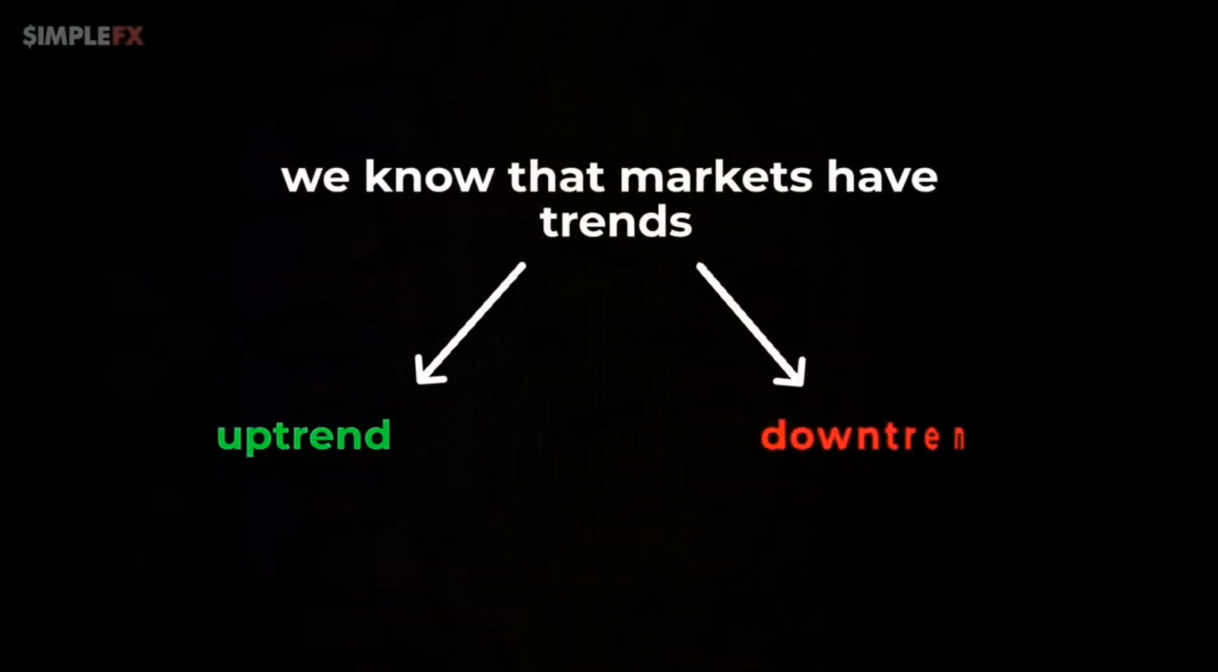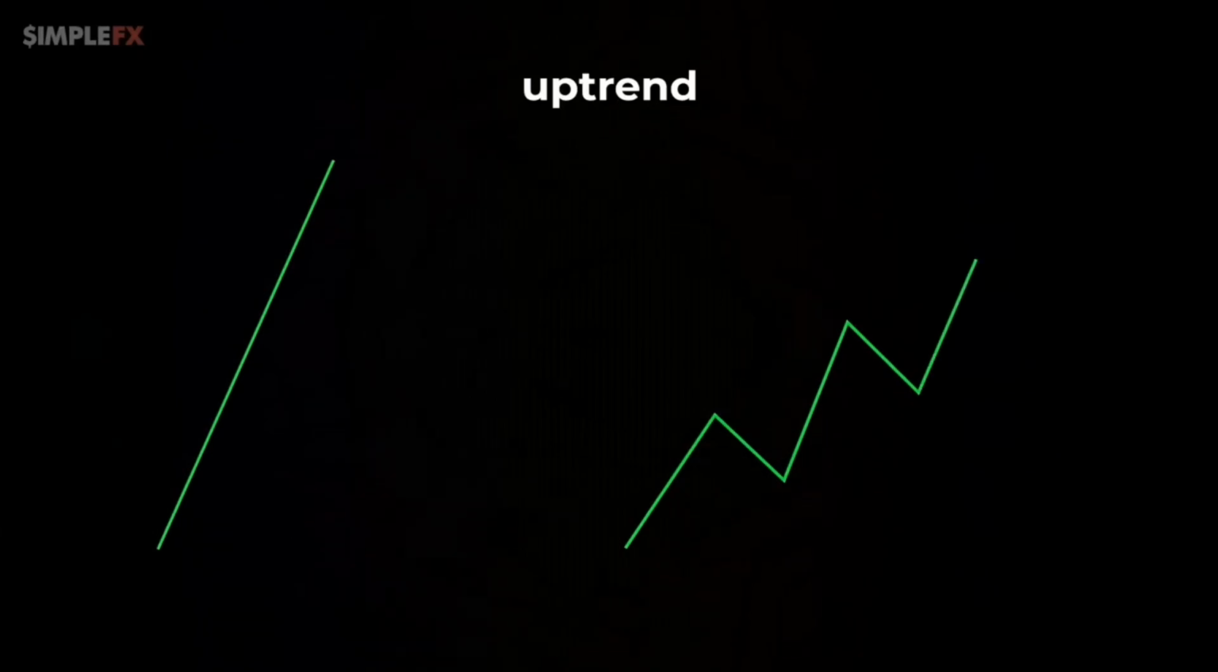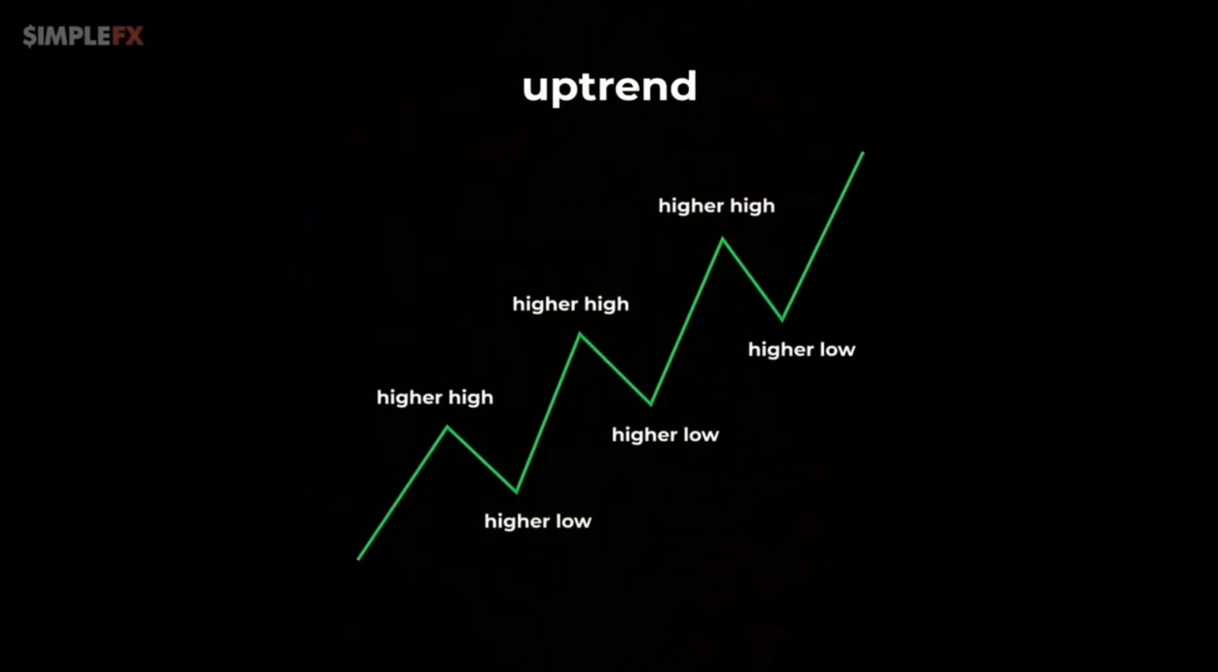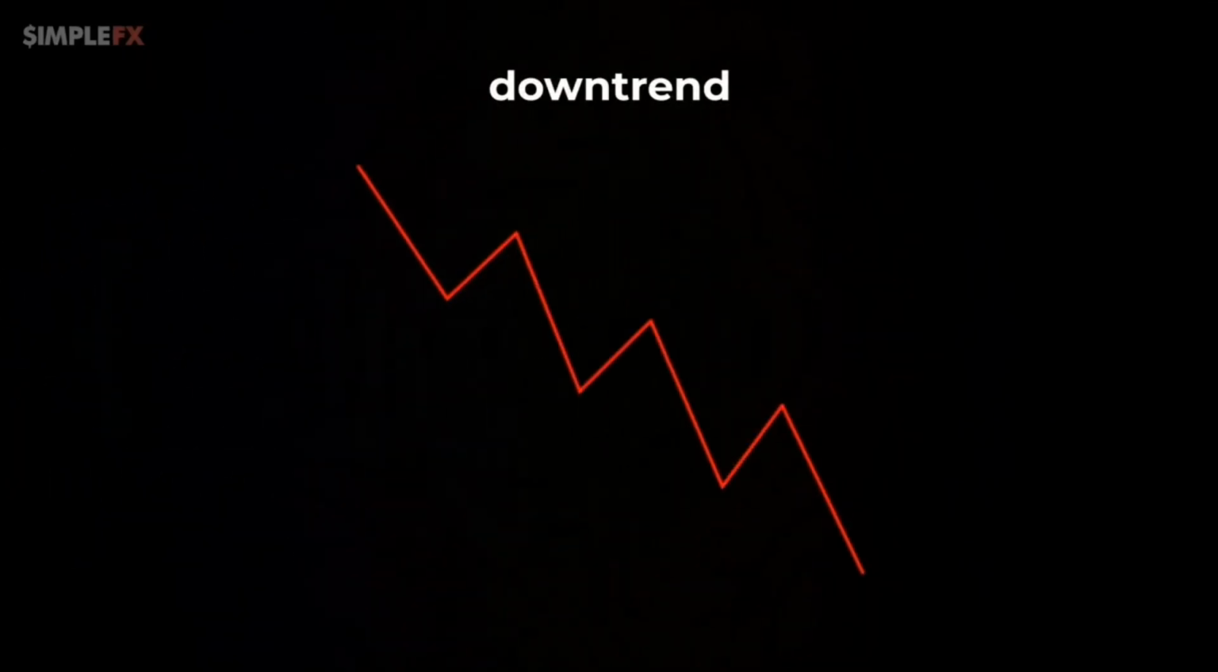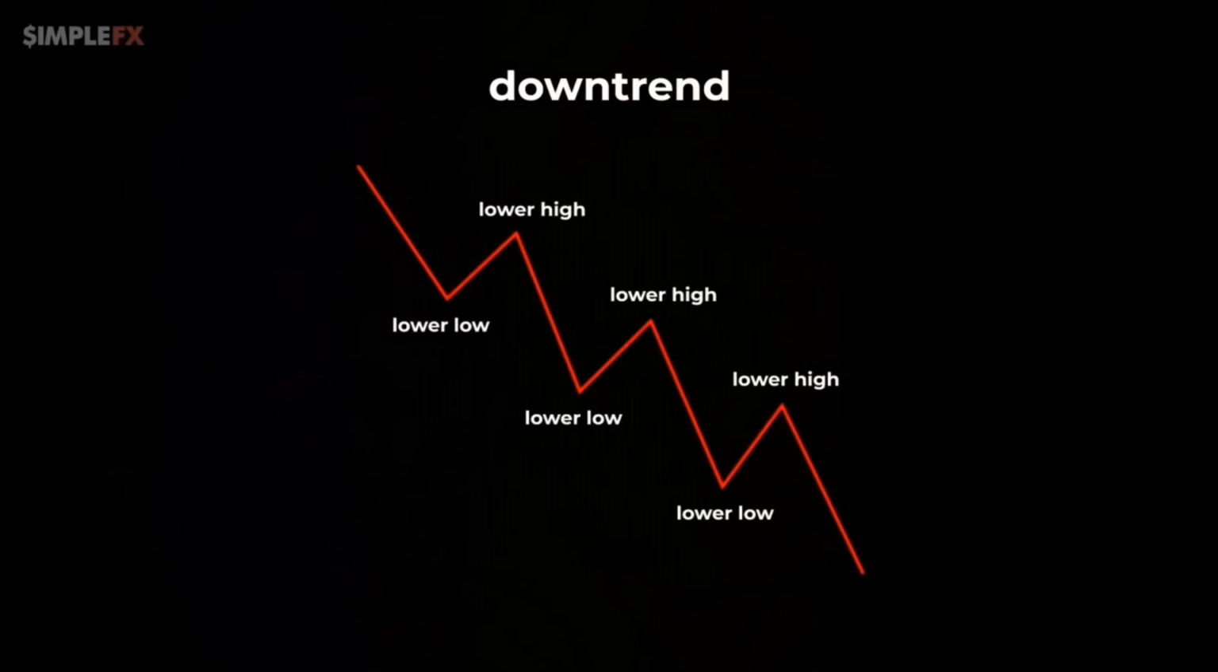So basically, we know that markets have trends, uptrends and downtrends. Let's take an uptrend as an example. During an uptrend, the market doesn't just move straight up. Instead, it moves in a structured way, forming what's called higher highs and higher lows. They're called higher highs because each high is higher than the previous one, and higher lows because each low is also higher than the previous one. On the flip side, in a downtrend, the price forms lower highs and lower lows. These are called lower highs because each high is lower than the previous one, and lower lows because each low is also lower than the previous one.